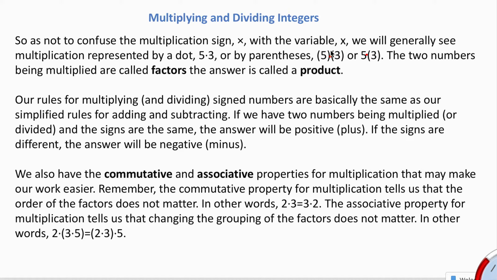These two numbers are our factors, right? And the answer to multiplication is called a product, like the answer to adding is called a sum. Now, the thing to be careful of is this confuses people. The difference of how do I know if I'm subtracting or adding or multiplying or whatever. If there is a sign next to a parenthesis, it is not multiplication. It's only when there's a number next to a parenthesis.